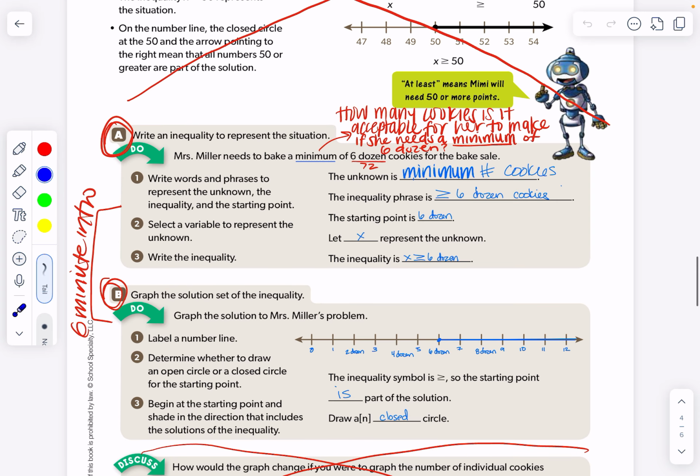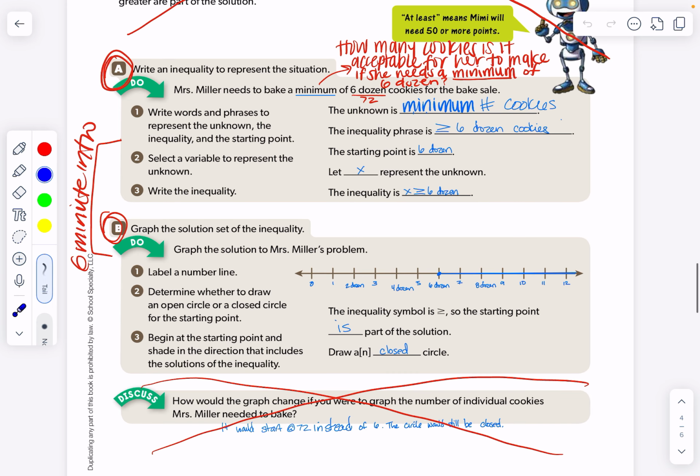So for this lesson, we are going to start with a 6-minute model of questions A and B. It says write an inequality to represent the situation. Mrs. Miller needs to bake a minimum of 6 dozen cookies for the bake sale. So here we have 2 questions that I want you to ask. The first question is, how many cookies is acceptable for her to make if she needs a minimum of 6 dozen, right?